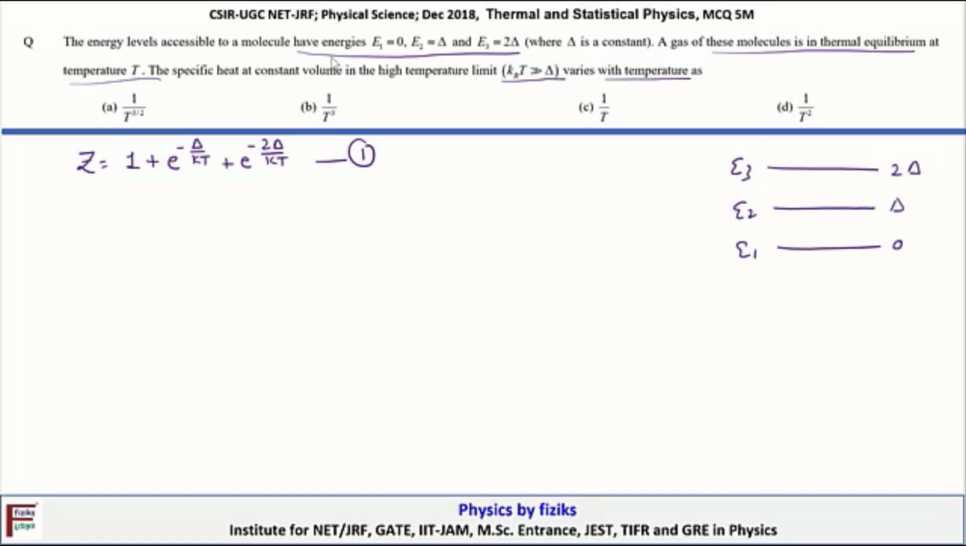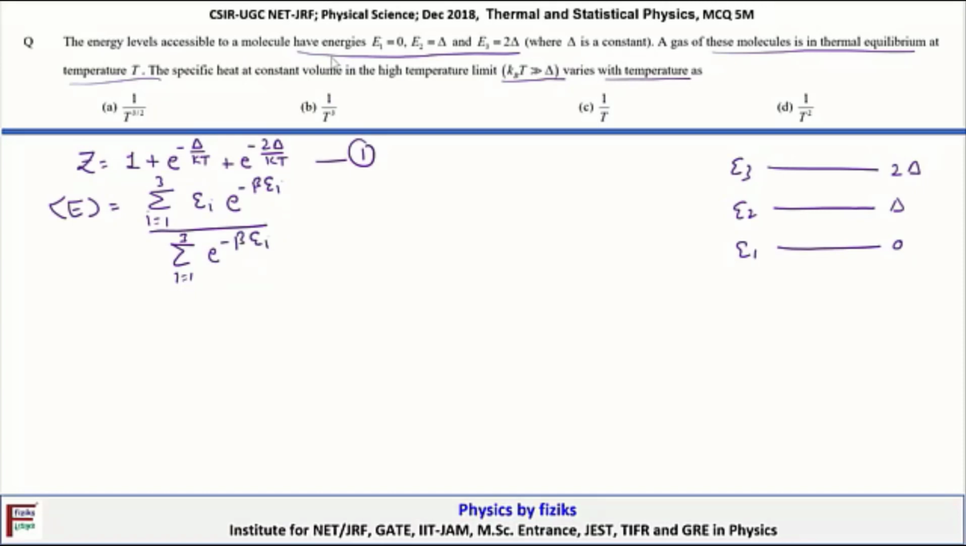Now the average energy can be written as, let's say E is the average energy, and this is equal to, here we make use of the definition of the average of a physical quantity, where i takes values from 1 to 3 because we have only three energy levels: the sum of Ei exponential minus beta Ei, divided by the partition function, which is the sum over i from 1 to 3 of exponential minus beta Ei.